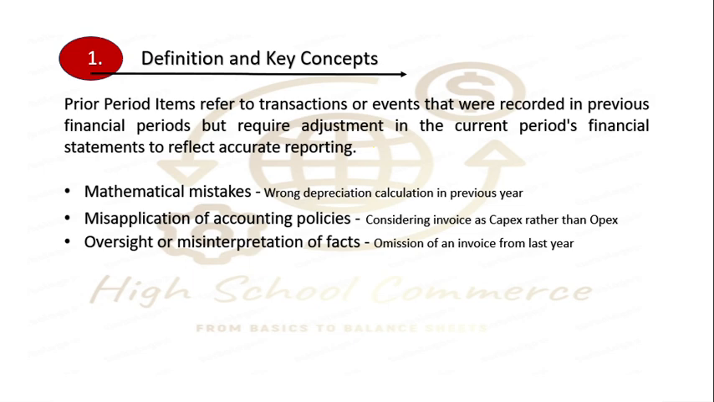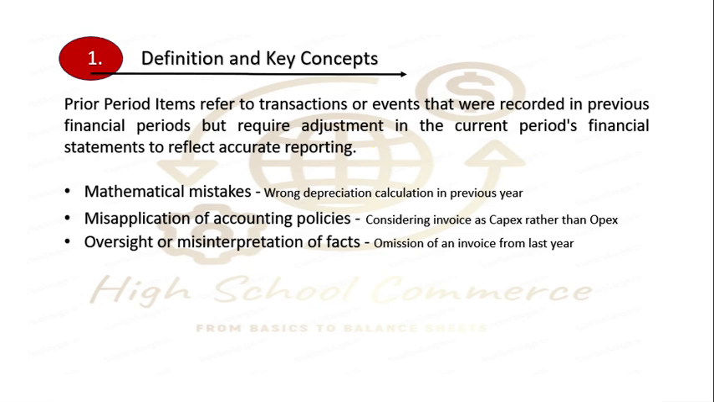So to get it reflected correctly, we have to start from 2020-2021 when we made the first error, and once we adjust 2020-2021, the WDV amount of 2021-2022 would be correct, and so on. So that is a mathematical mistake. Next one is misapplication of accounting policy.